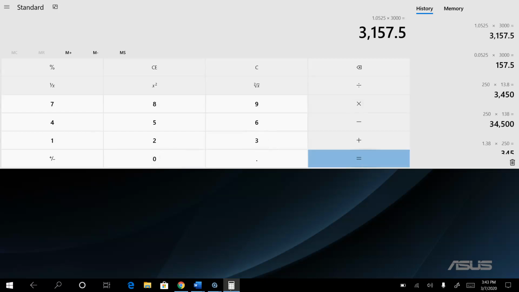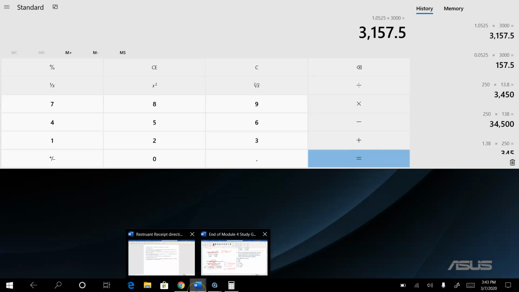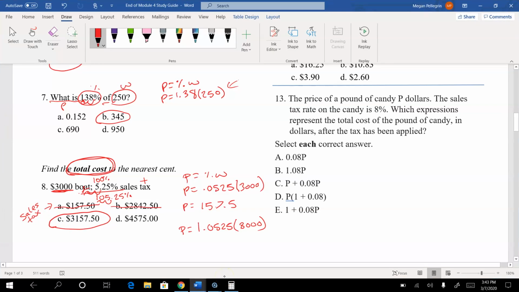And that would have given us our total cost. So if we're looking for total cost, we can look at it out of 100 using 100%, or we can just do it in 2 steps and multiply and then add or subtract. This would have been our equation that would have gone with that.